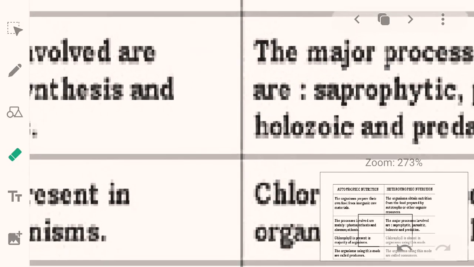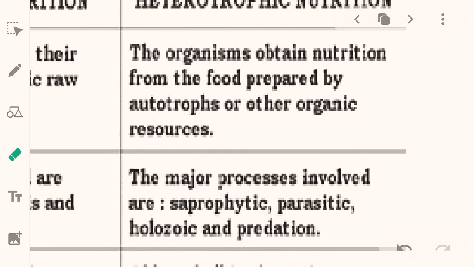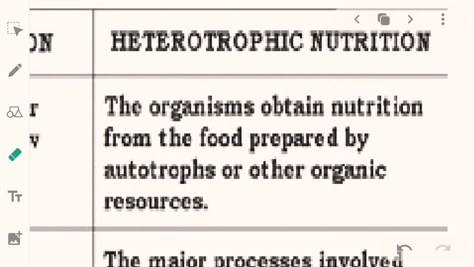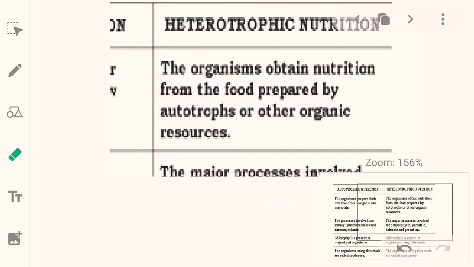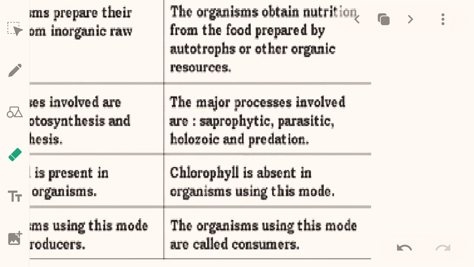Now about heterotrophic nutrition. Here the organisms obtain nutrition from the food prepared by autotrophs or other organic resources. The major processes involved are saprophytic, parasitic, holozoic, and predation. Predation is nothing but the capturing of small animals and eating them. Chlorophyll is absent in heterotrophic nutrition, so the organisms using this mode are called consumers.